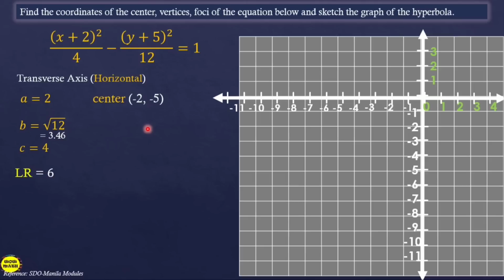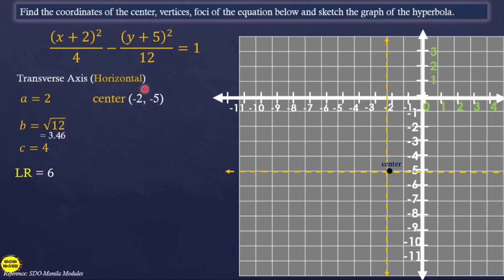So, proceed tayo. I-plot muna natin yung center. So, yung center natin is negative 2, negative 5. So, nasa quadrant 3 siya. So, ito yung negative 2 natin. And then, negative 5. So, nandito yung center natin. Okay? After nyan, kunin natin yung vertex gamit yung value ng A. So, yung A natin is 2. So, magmumove tayo. By the way, yung transverse axis natin ay horizontal. So, ilagay muna natin yon.